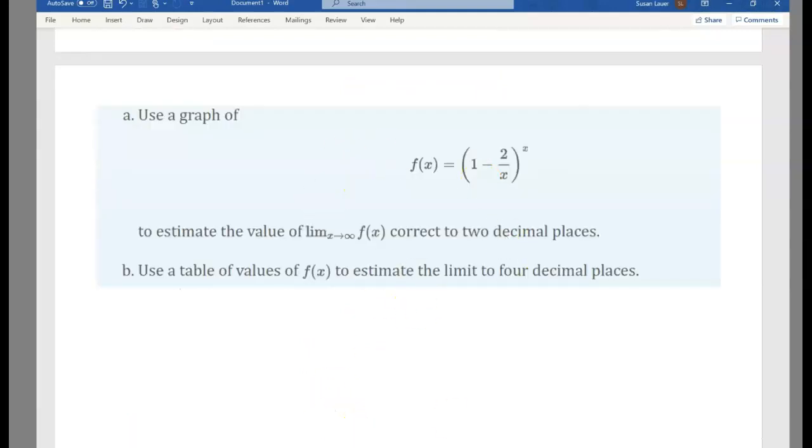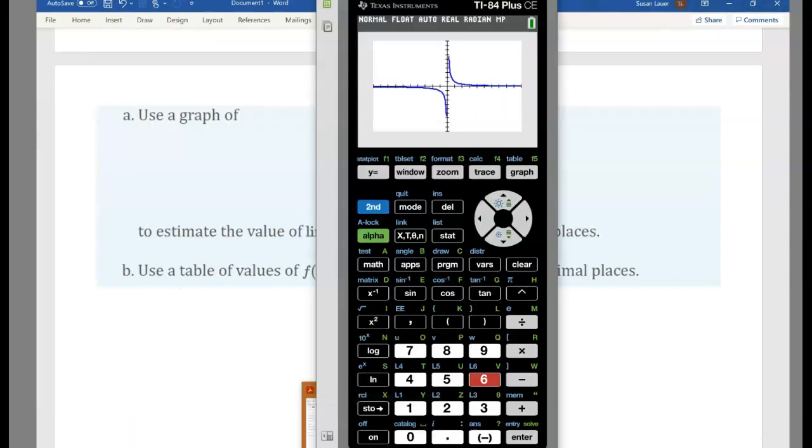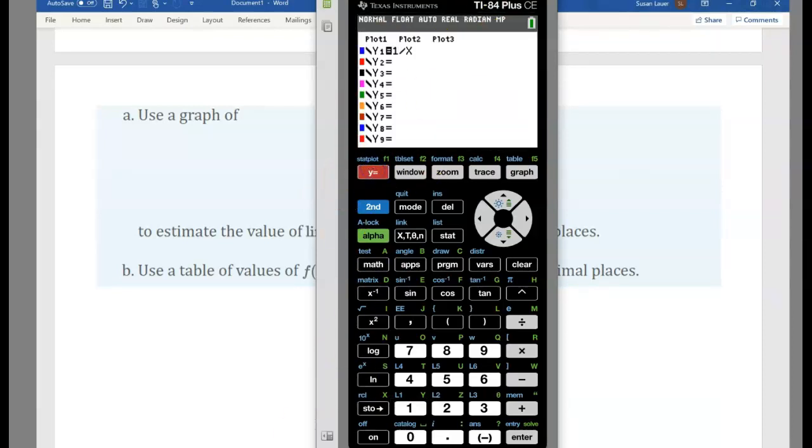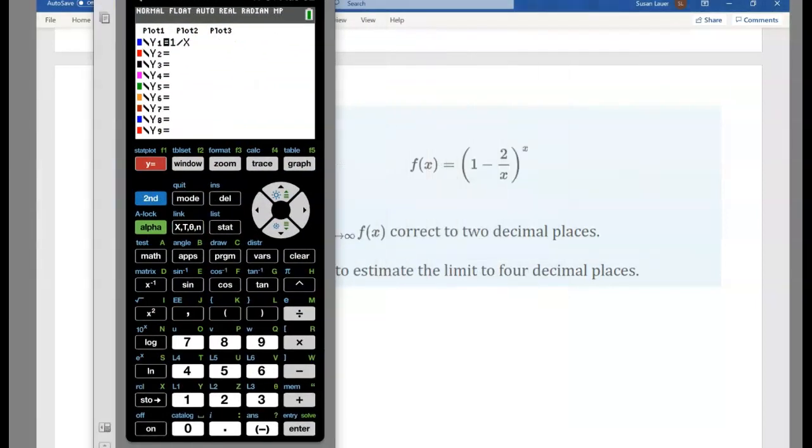So for this kind of function, it might be easier to look at the calculator. So you can always do these in a calculator, but not all of them are easiest done in the calculator. So let's do f of x equals 1 minus 2 to the x, all over x. So that's 1 minus 2 over x, rather, 2 over x to the x power. Now if I look at the graph of this, do a zoom 6 and see what the graph looks like.